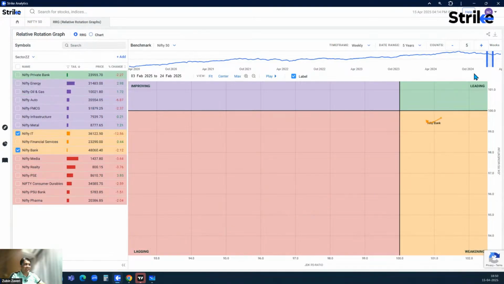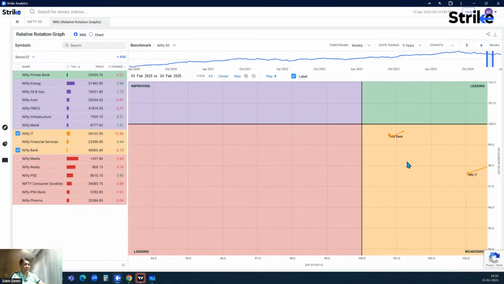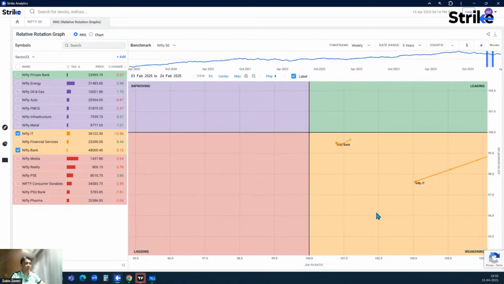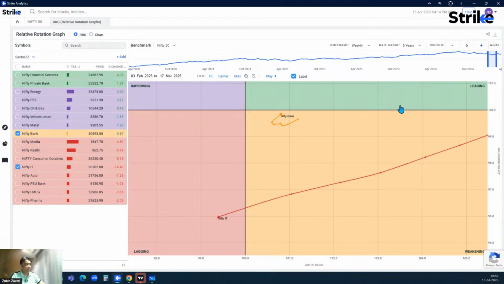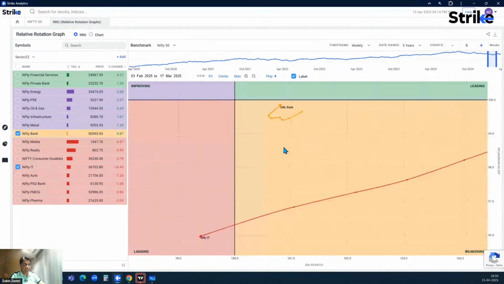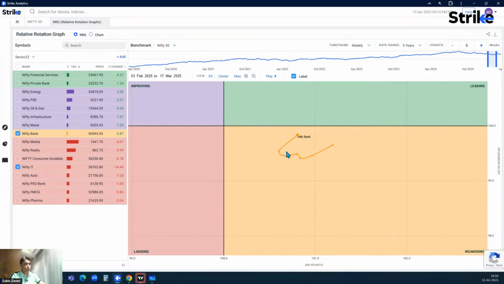So how can this help you as an investor? Now as an investor, currently, let's assume we are on 24th of February 2025. Both these are in the weakening quadrant. But as time passes by, what has happened? IT has gone into the lagging quadrant, but Nifty Bank has changed its direction and is now sloping upwards towards the leading quadrant.